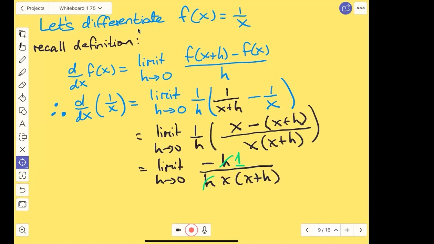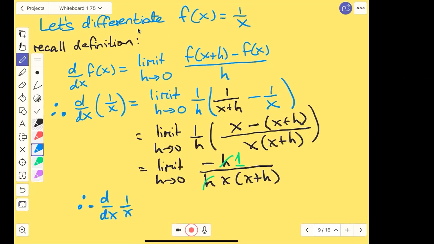So here we've got minus 1. That doesn't change as h goes to naught. This is just x, and x plus h goes to x. So what we obtain is the derivative of 1 over x is minus 1 over x squared. And that is our result for the derivative.